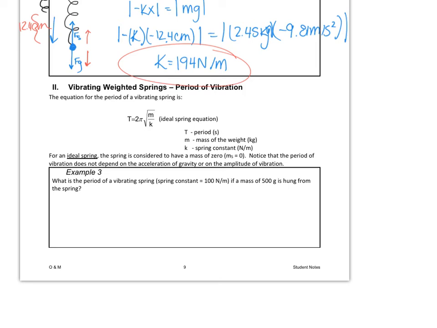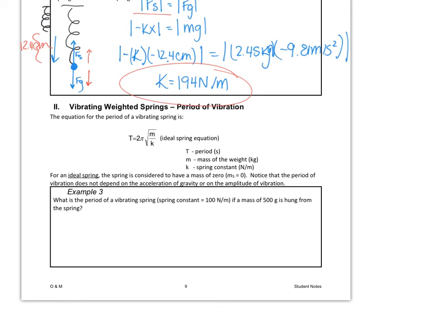All right, the period of vibration. If we were to stretch a spring and let it go, it will vibrate up and down or side to side, depending on which way we've stretched it. And we can represent this idea with an equation. This is the ideal spring equation, and it is on your formula sheet as well. Where T is the period in seconds, M is the mass of the weight in kilograms, the spring constant is K. And for an ideal spring, the spring is considered to have a mass of 0.